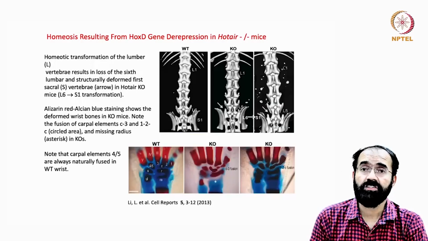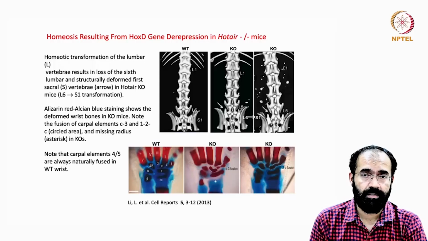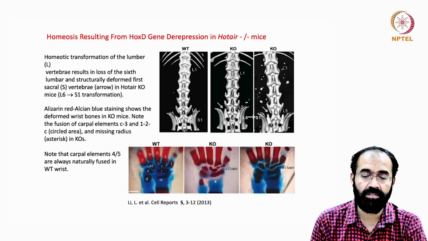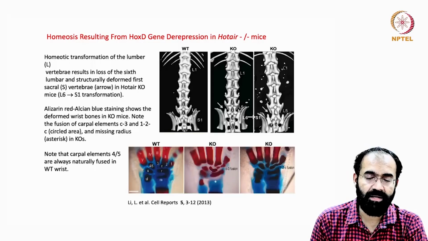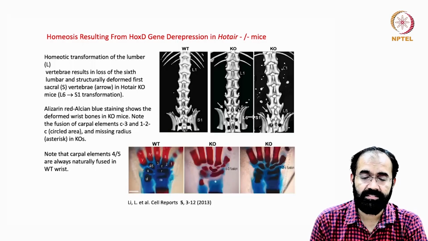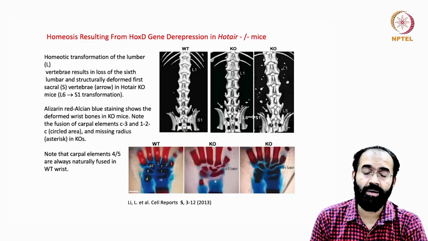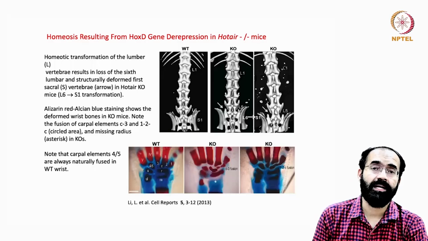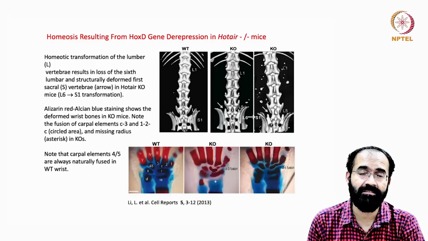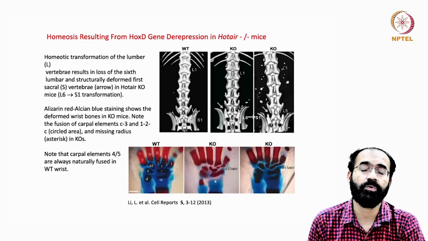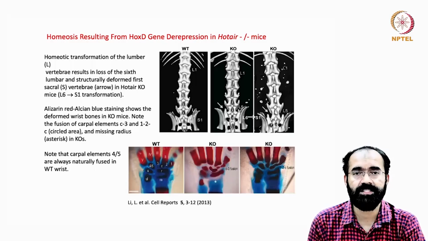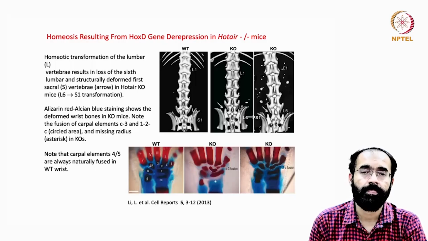So HOX-D genes, if they are de-repressed because of the absence of HOTAIR, you can prove that this lumbar vertebrae is changed. This is wild type, this is knockout, and this is another knockout. So what you can see is that of L5 and L6, lumbar vertebrae 6 is seen in the place of 5. So lumbar vertebrae 5 should be a different vertebrae. Now lumbar vertebrae 5 and lumbar vertebrae 6 both are looking like lumbar vertebrae 6. So this is an indication of the homeosis.